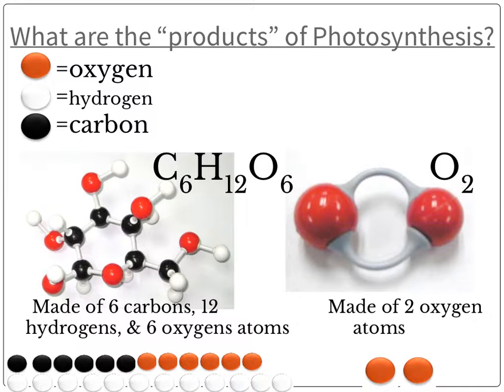The sugar, more specifically called glucose, is made of 6 carbon atoms, right there, bonded to 12 hydrogen atoms, and 6 oxygens. And these are all bonded to one another to make sugar, or glucose. And this is what the molecule looks like. And oxygen is just two oxygen atoms bonded together with a double bond.